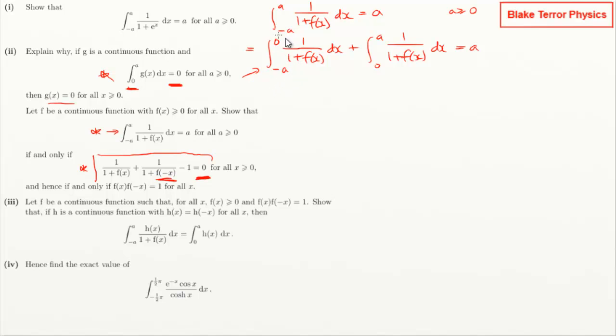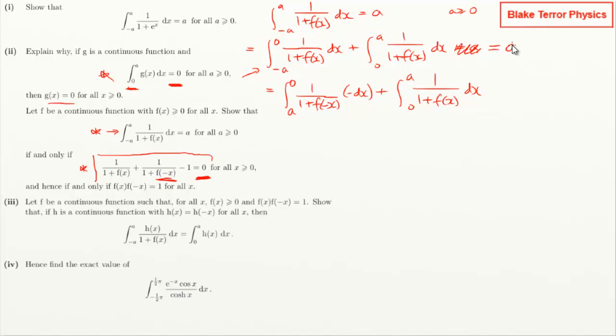So if I go with a minus x on this, that's going to be equal to then an a to 0 of 1 over 1 plus f of minus x, but I'm also going to get a minus dx, and then I'm going to have the second bit, 1 plus f of x dx, and this is still, okay, I don't really need that a there. I'm thinking about the if and only if bit at the moment.